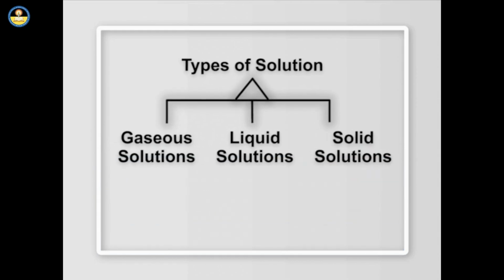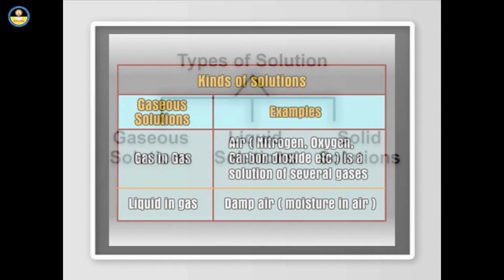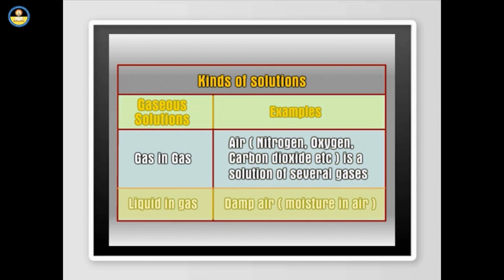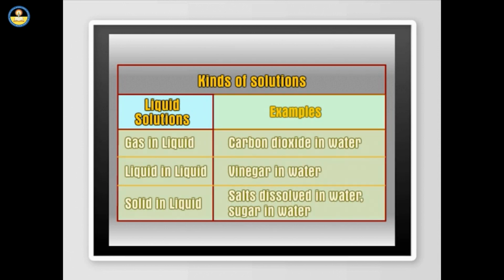Let us discuss examples of various types of solutions. Kinds of solutions. Gaseous solutions. Gas in gas: air, nitrogen, oxygen, carbon dioxide, etc. is a solution of several gases. Liquid in gas: damp air, moisture in air. Liquid solutions. Gas in liquid: carbon dioxide in water. Liquid in liquid: vinegar in water. Solid in liquid: salts dissolved in water, sugar in water.